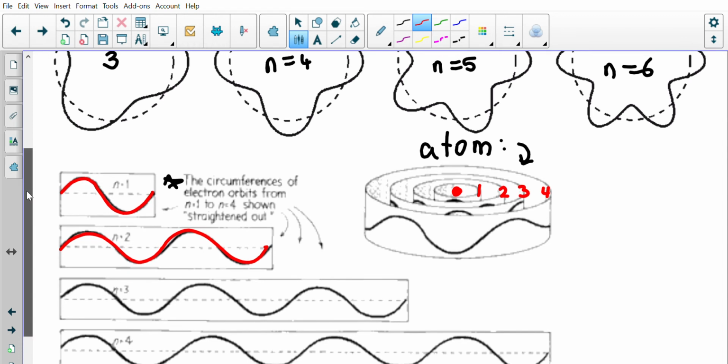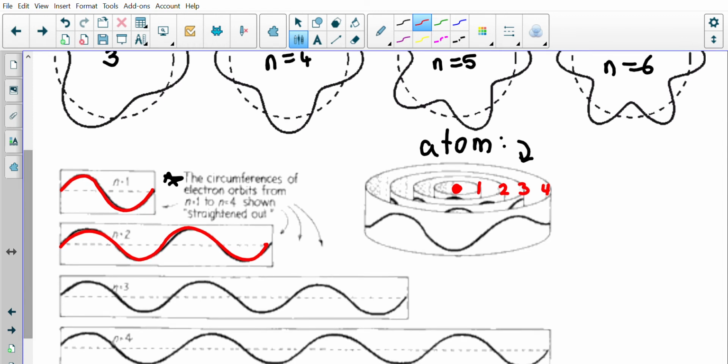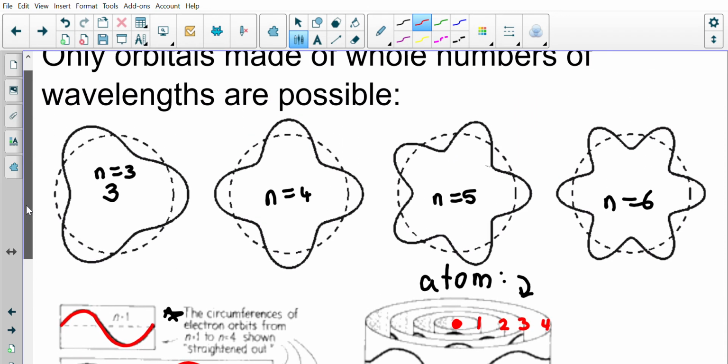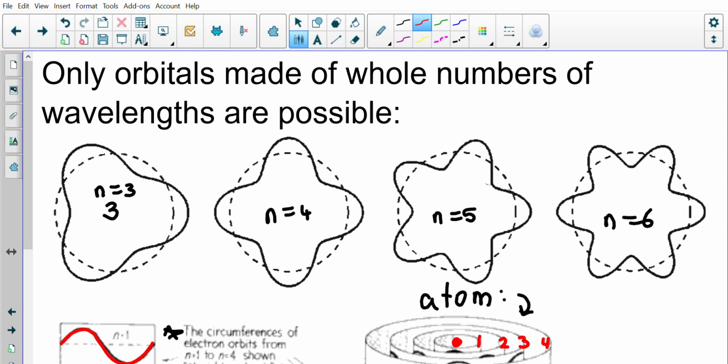Now, in order to actually wrap a wave around the nucleus, you have to follow this rule, which I said once already, but it's important. Only orbitals made of whole numbers of wavelengths are possible. So what you see on this slide here is, for example, exactly 3 wavelengths or exactly 4 wavelengths. It's never going to be 3.1 wavelengths or 4.7 wavelengths. It's only whole numbers. And the reason for that is this.